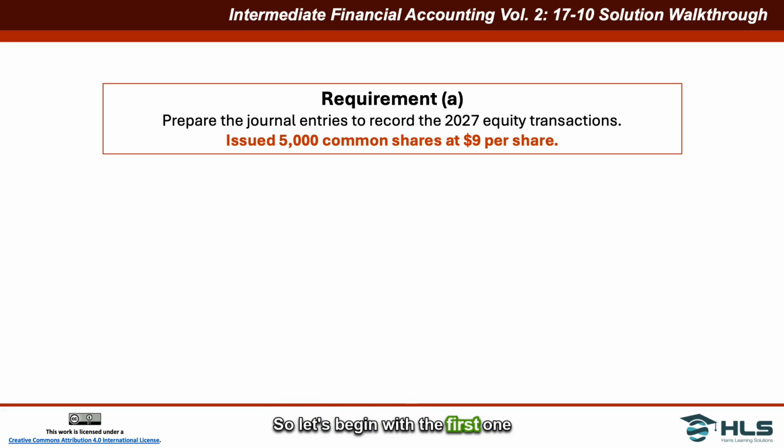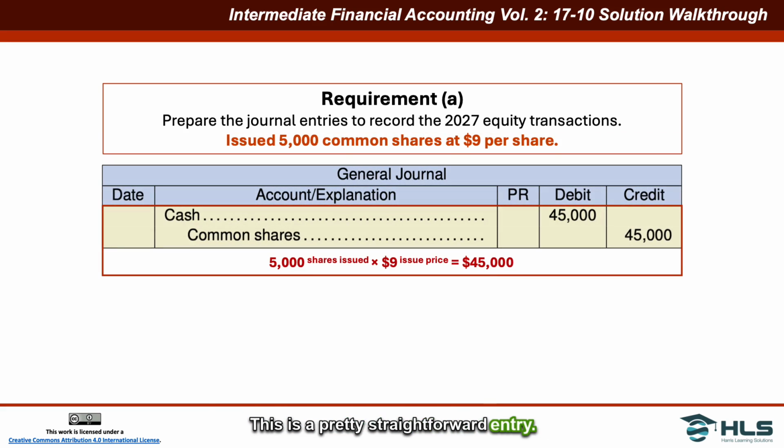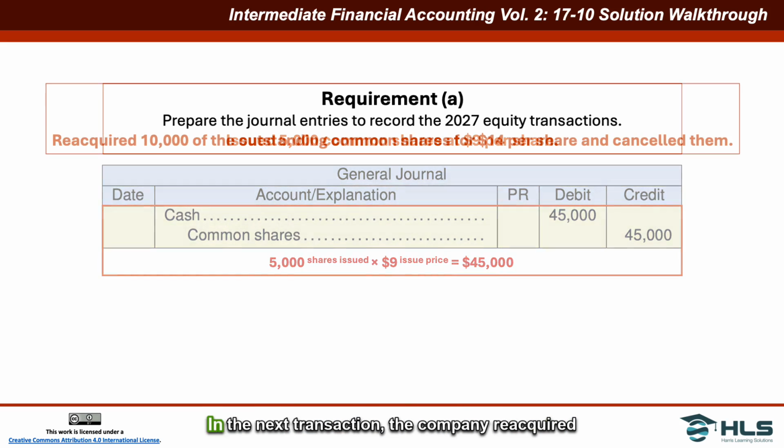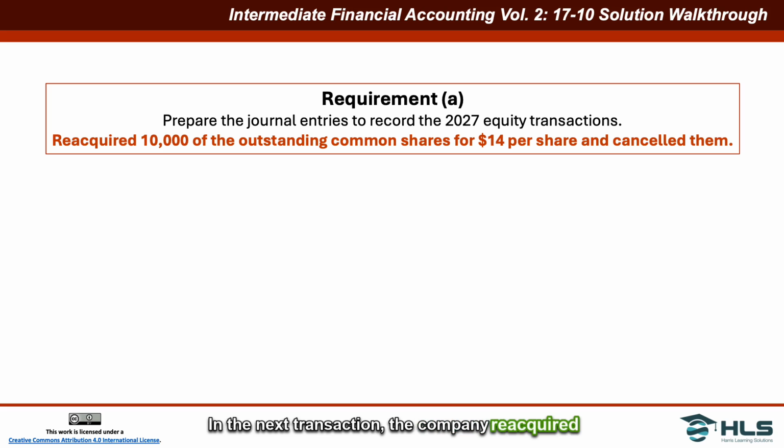So let's begin with the first one, where the company issued 5,000 common shares at $9 per share. This is a pretty straightforward entry. The company is going to debit cash for $45,000, which is 5,000 shares issued times the $9 share price, and will credit common shares for that amount. In the next transaction, the company reacquired 10,000 of the outstanding common shares for $14 per share and canceled them.